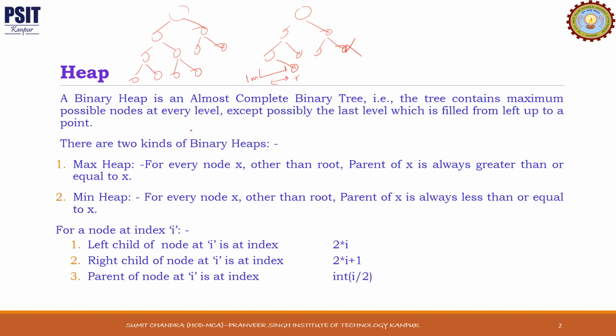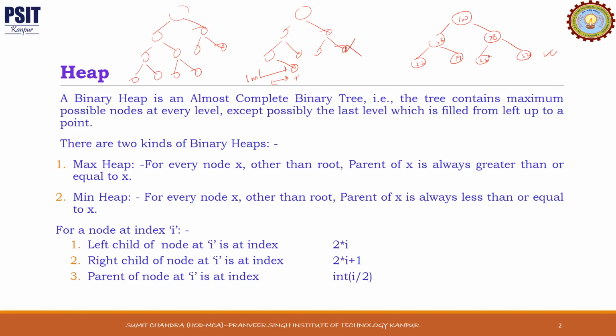A binary heap can be of two types. It can be a max heap where every node is greater than its child. So for example, say 100, 56, 78, 23, 19, then 65, 54. So this is an example of max heap. Every node, if you can see, is greater than its children.